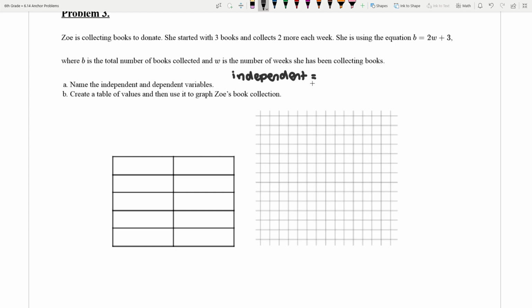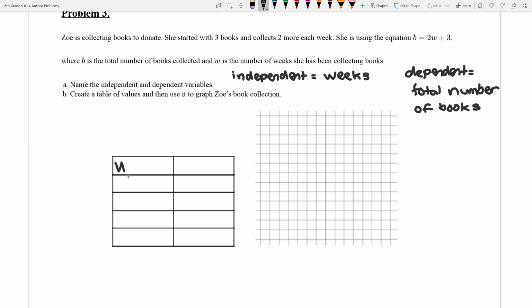Well, the independent variable is going to be the number of weeks. Usually can't control time. The dependent variable is going to be the total number of books. The total number of books depends on the number of weeks you were collecting those books. And so, create a table and use it to graph.